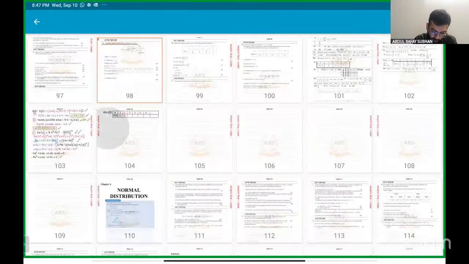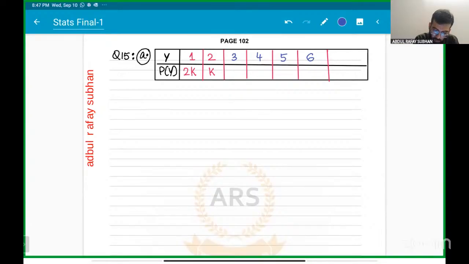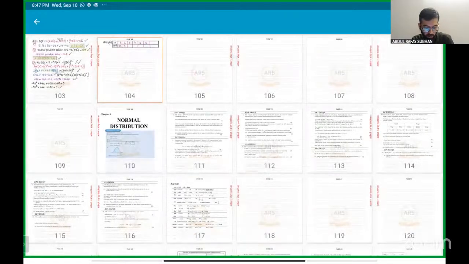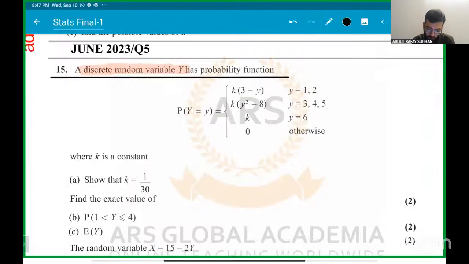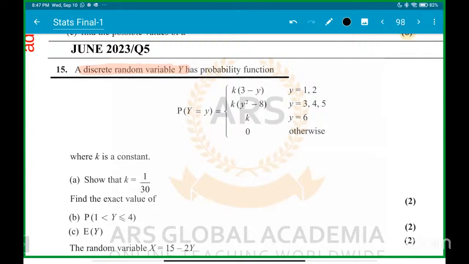Okay, so let's just copy it down. When y is equal to 6, probability is k, and let's work it out for 3, 4, 5. For 3, 4, 5 it should be 3 square minus 8 times k, 4 square minus 8 times k, and 5 square minus 8 times k. Just give me 1 minute, students.